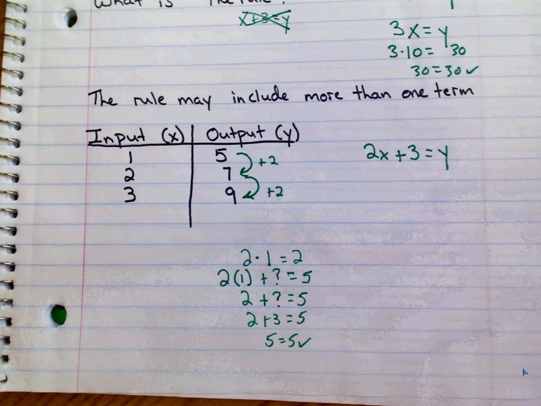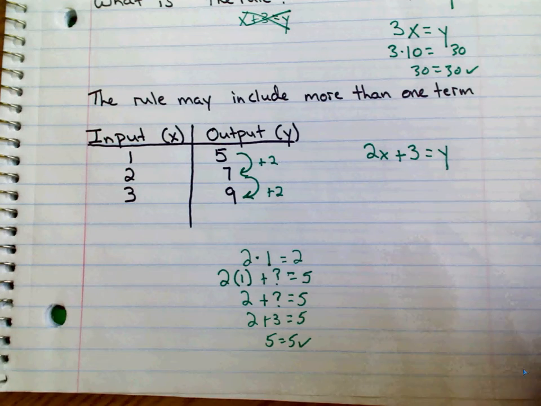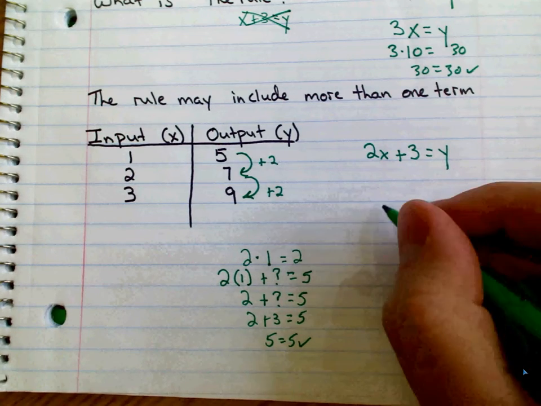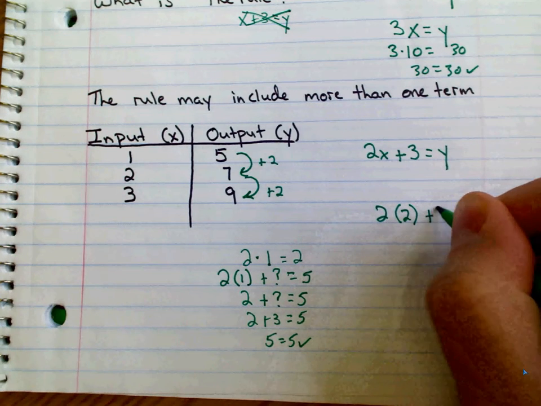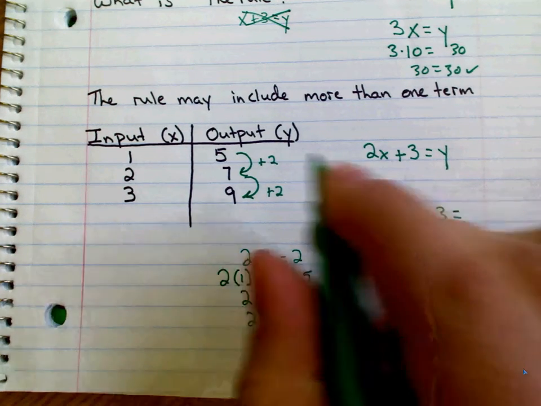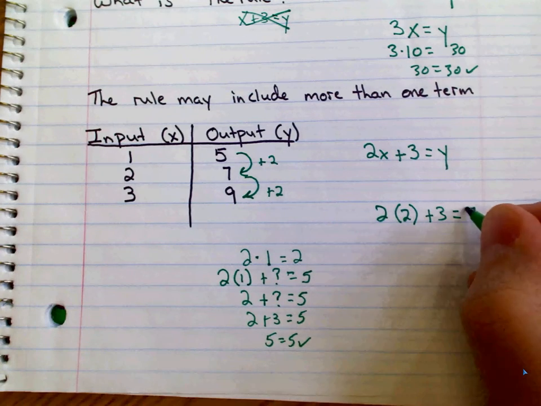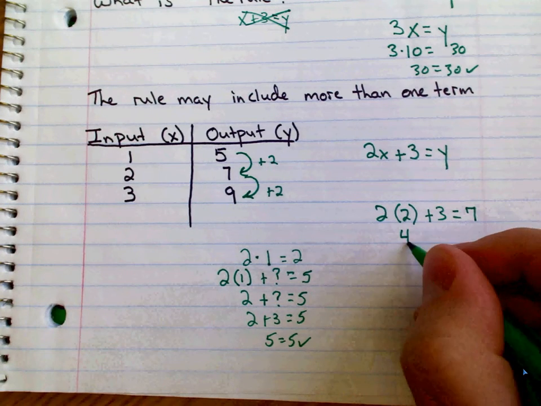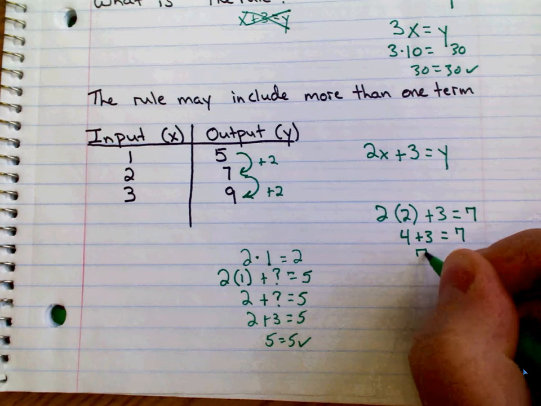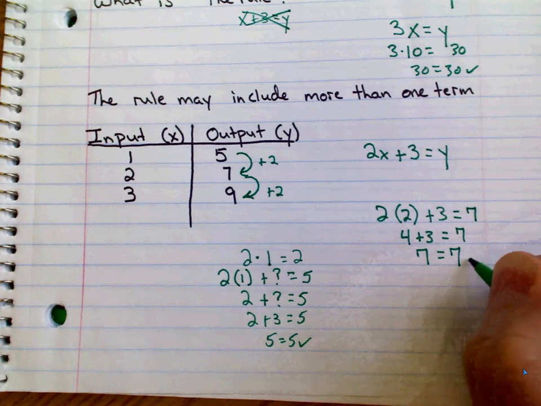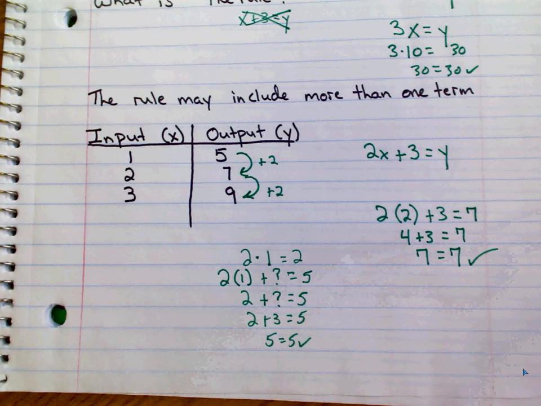And let's double check that by putting in some of our other inputs. Let's try. So we have 2 times 2 plus 3 equals our output, which is 7. Let's see if that works. We have 2 times 2 is 4, plus 3 equals 7, and 7 equals 7, so our check is good and balanced.